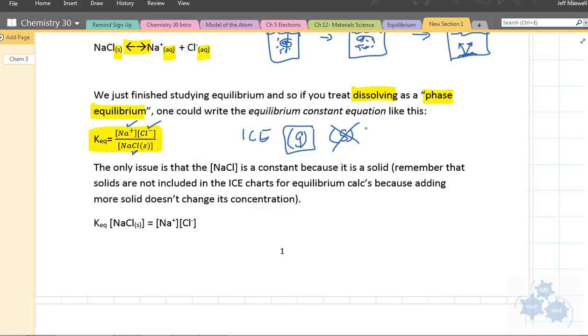You know what I mean? If you cut a solid in half, and it's uniform throughout, it's the same concentration, whether you cut it in half or in a third or whatever. It's still the same stuff. The density would be the same, right? The composition would be the same still.